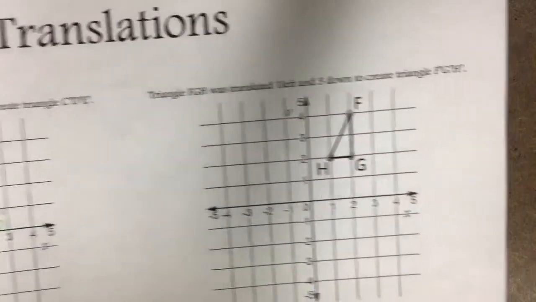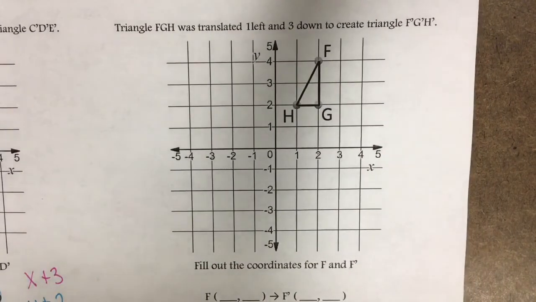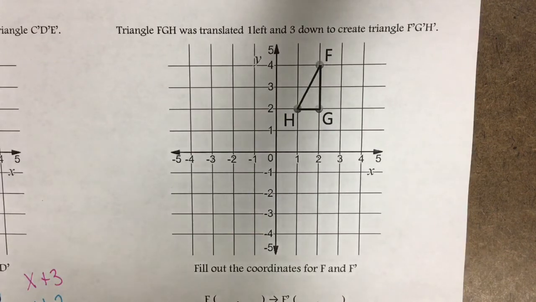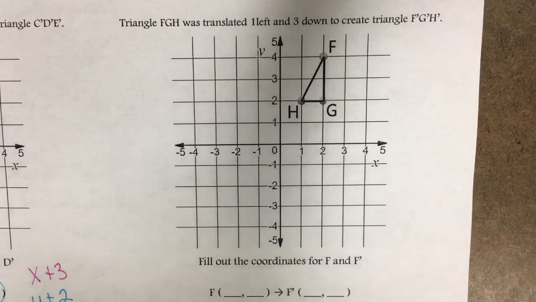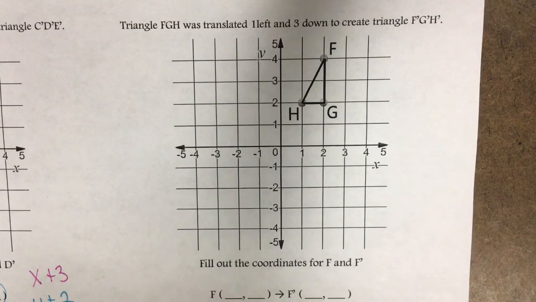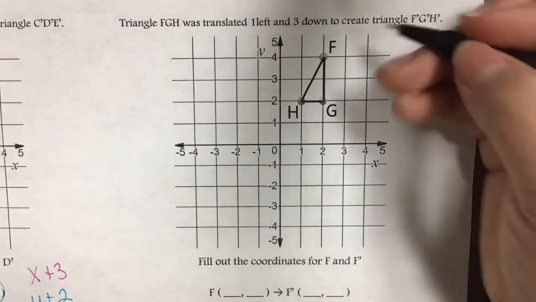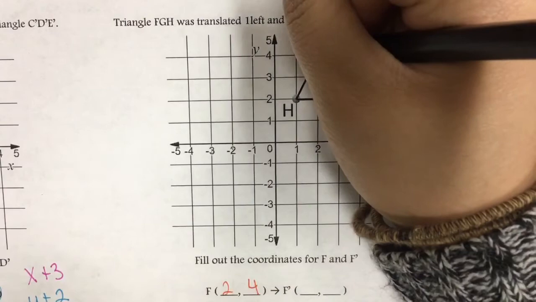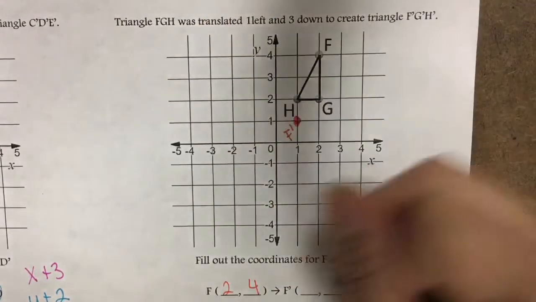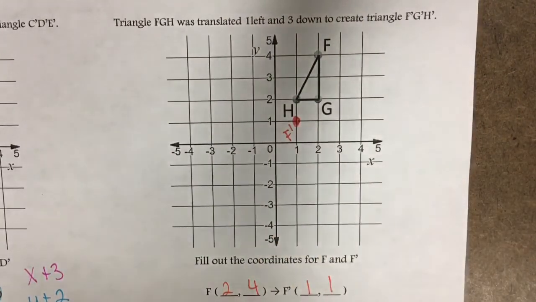Now let's go ahead and do the last one. Again, I recommend that you try it on your own, pause it, and then check your answer watching the video. This one says that triangle FGH was translated 1 unit left and 3 units down to create triangle F prime, G prime, H prime. So fill out the coordinates for F and F prime. So again, we're just going to be focusing on a point because we really only need to translate one point to figure out the rule. So we're going to look at F. The coordinate was originally 2, 4. It went 1 left and 3 down. 1, 2, 3. So the new coordinate for F prime is 1, 1.